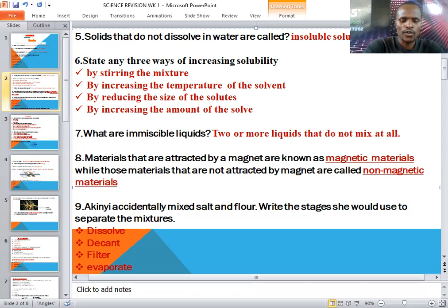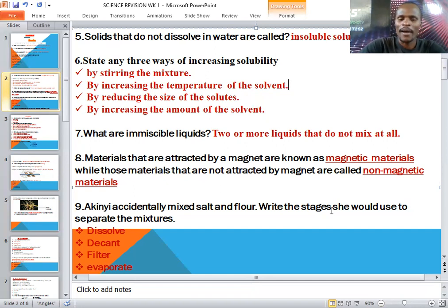Okay. So if you realize that you have little water, for example, you want to mix sugar and water, and you realize that it takes time to dissolve, you simply need to add more water. If you add more water, that's what we call the solvent, then they will dissolve very fast.